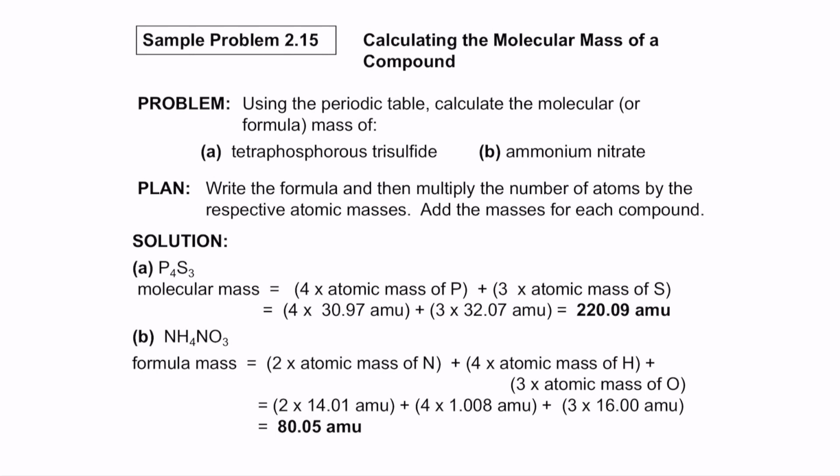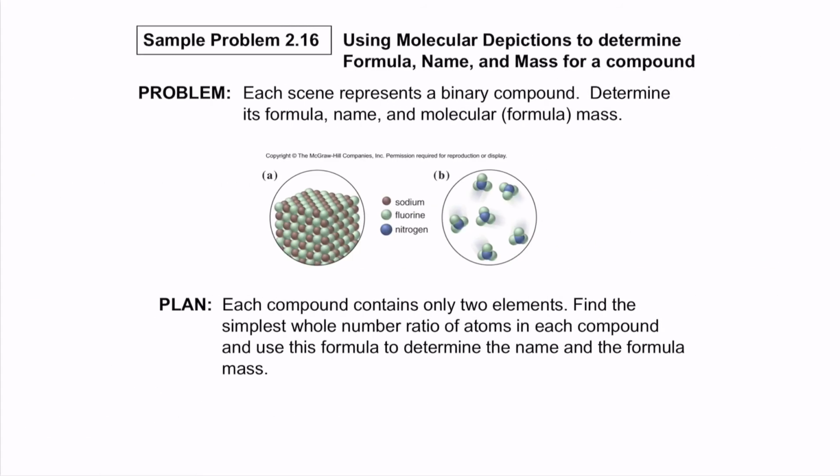So for example, if you take tetraphosphorus trisulfide, it is P4S3. So it is 4 times the atomic mass of phosphorus and 3 times the atomic mass of sulfur. You can get these values from the periodic table, and when you add them up, you end up getting the final value, and you can try it on your own.